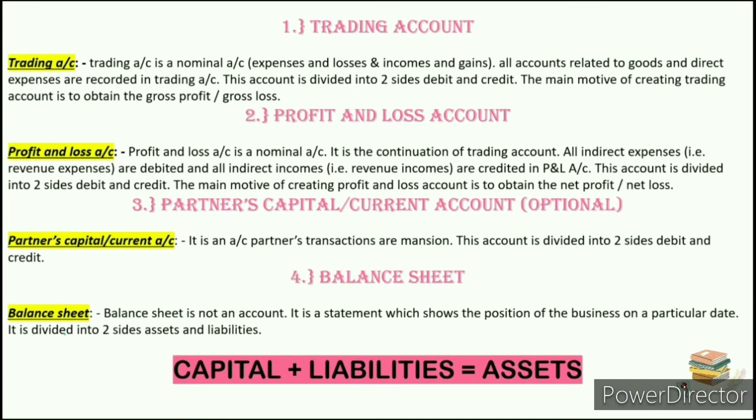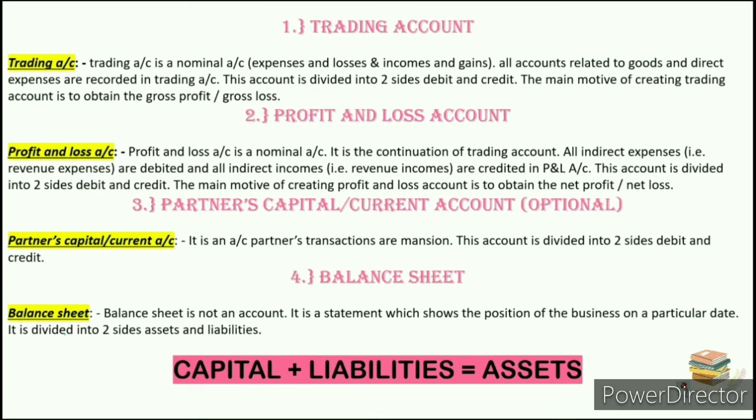Capital plus liabilities is equal to assets. This is a formula which says that if we add the capital of every partner plus all the liabilities, it will equal the assets. When the totals of both the sides tally, that means your balance sheet is correct and you have solved the sum perfectly. If it does not tally, then you need to check where you have made a mistake.